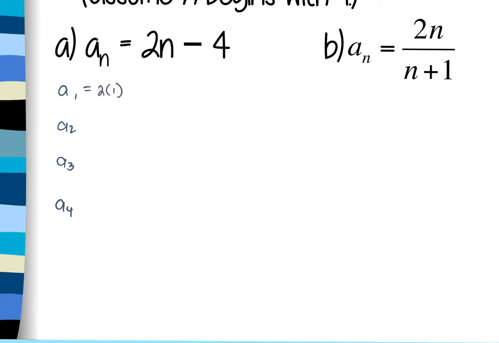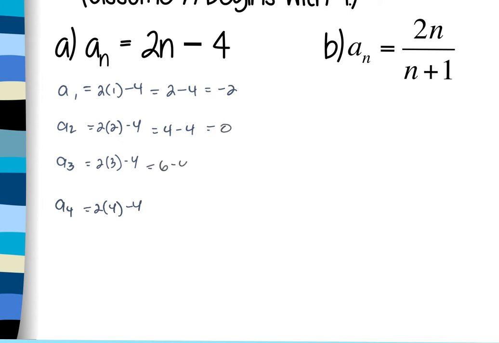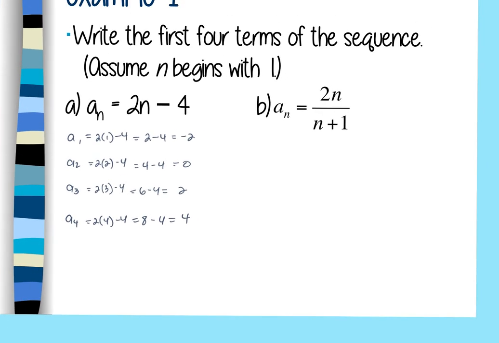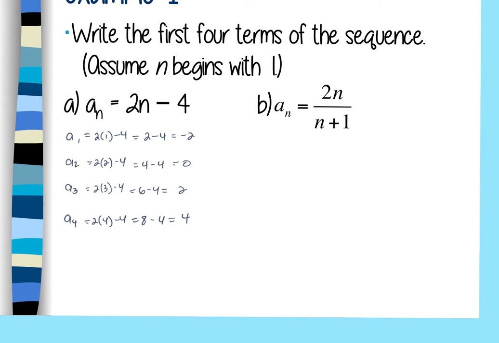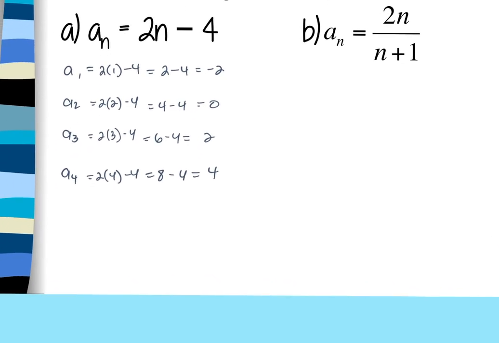So 2 times 1 minus 4, 2 times 2 minus 4, 2 times 3 minus 4, and 2 times 4 minus 4. So 2 minus 4 is negative 2, 4 minus 4 is 0, 6 minus 4 is 2, 8 minus 4 is 4. So when it asks you to write the first 4 terms of the sequence, you will list them in the order that you got them: negative 2, 0, 2, and 4.